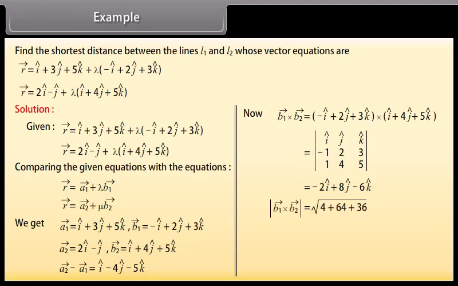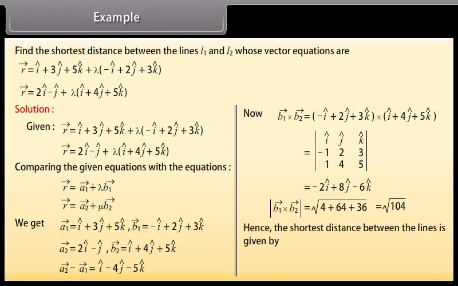Modulus of cross product of vector b1 and vector b2 equals square root of 4 plus 64 plus 36, equals square root of 104. Hence, the shortest distance between the lines is given by the modulus of minus 2 minus 32 plus 30, by square root of 104, equals 4 by square root of 104.